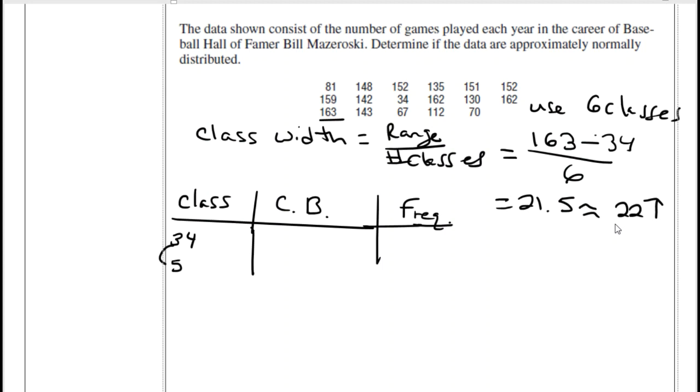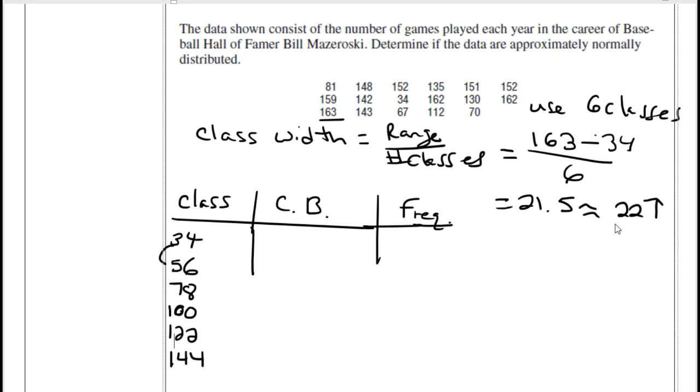So 34 plus 22 is 56. And then 78. Then 100. 122. We got so far 5 classes. We need to do this one more time. 144.